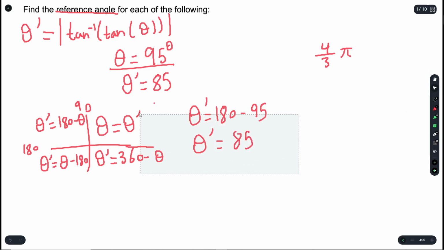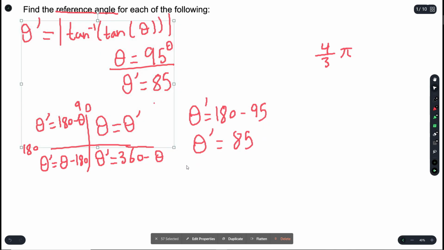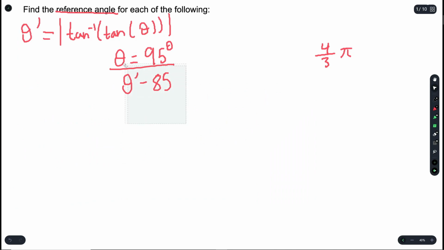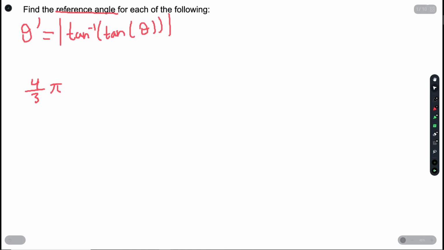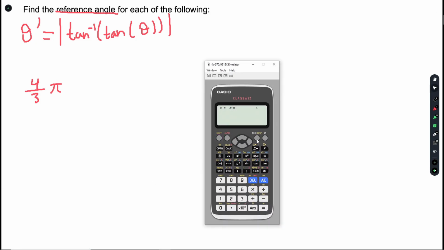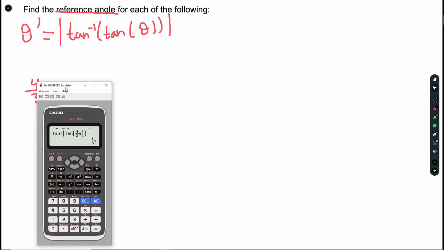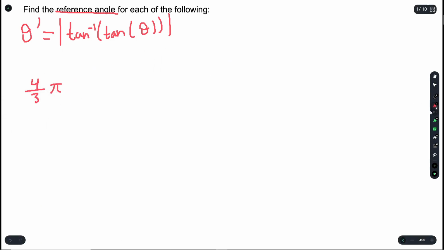Let's try it on the second one. So let's remove all this. Actually, I won't remove the formula. So this is our second exercise. Again, we just shift 10, but this time we have to make sure our calculator is in radian. So angle unit, then radian, then shift 10, 4 over 3 pi, and we take the positive value, but it's already positive. So it's pi over 3. So the reference angle is pi over 3.